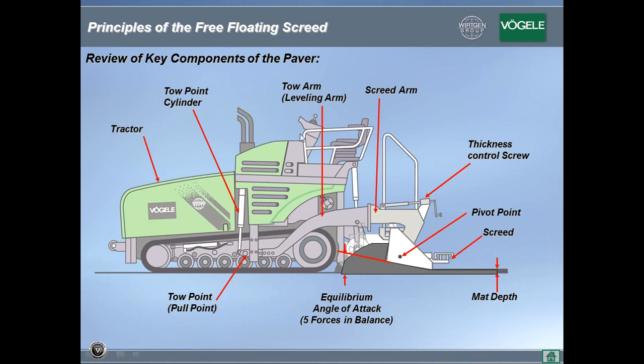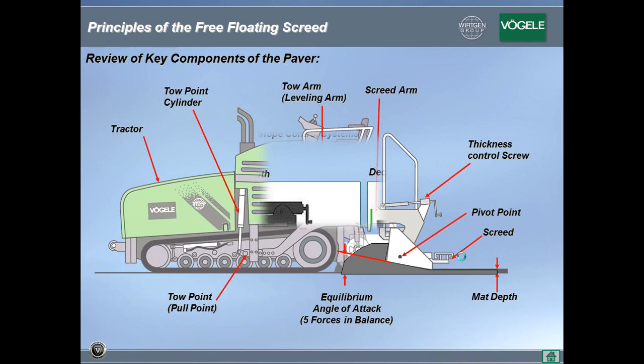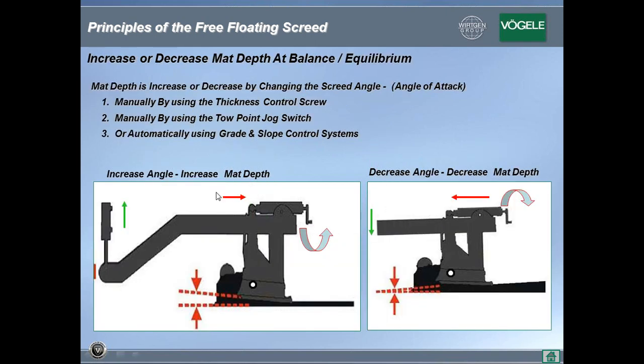Now, I will try to keep this simple by removing the tractor and just keeping the screed. If you look at the next drawing, you see the screed and the tractor is removed. So once again, referring to the key components, you have the leveling arm, the screed arm, your thickness control screws, of course your angle of attack, and this is referred to as your tow point cylinder. This will move up and down, looking at the green arrow. As you turn the thickness control screws, the screed rotates about that pivot point.